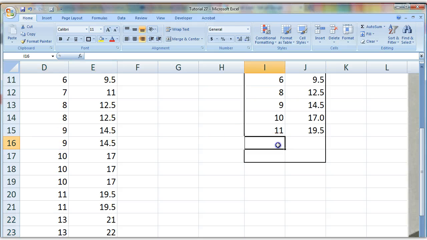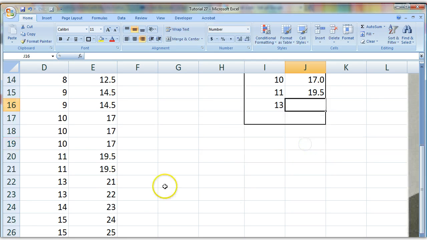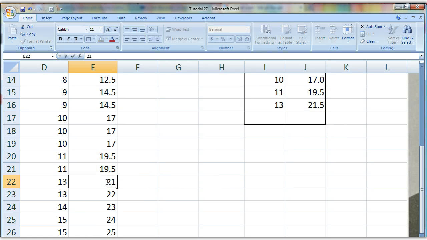We have the value 13, so we write that 13 right there, and we have 2 of them, and they have the ranks 21 and 22, so we're going to find their average. 21 plus 22. God, this is tedious, isn't it? Divided by 2, and we get 21.5. 21.5 for both of them.